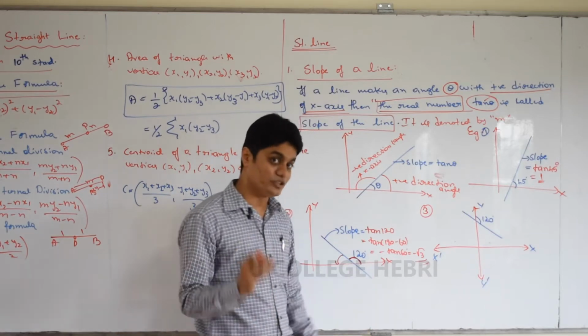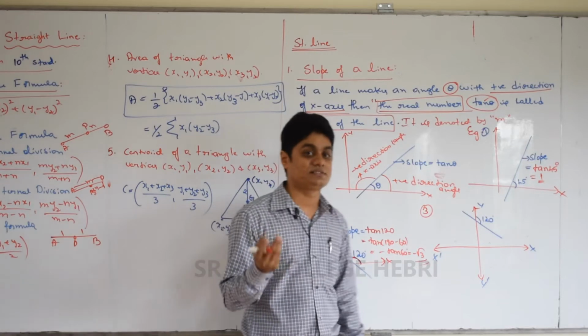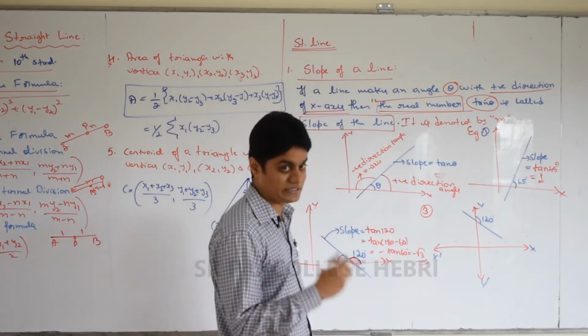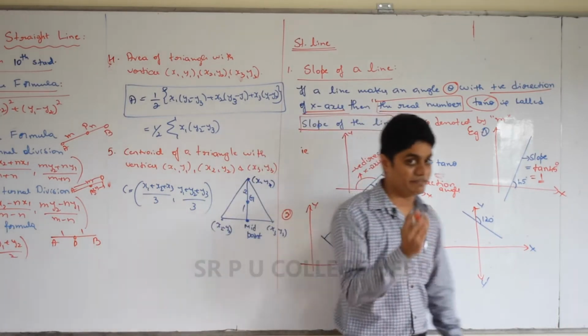Did you understand? So when does it become negative? When the angle is an obtuse angle, then the slope of that line is negative. When the angle is an acute angle, the slope of that line is positive. Okay, one more. Did you understand these two? Observe carefully. Third one, very interesting one.